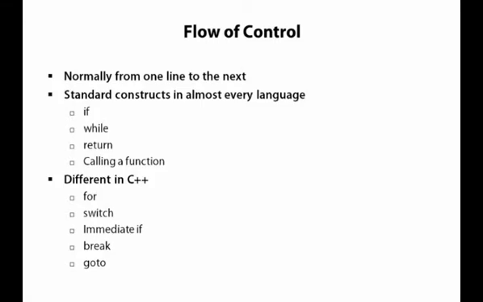Things that are a little different in C++: the for loop. Not every language has a for loop, the switch statement, and the immediate if. I also want to talk about the break, which is relevant in while and for and a few other places. And I'm just going to mention that goto exists.